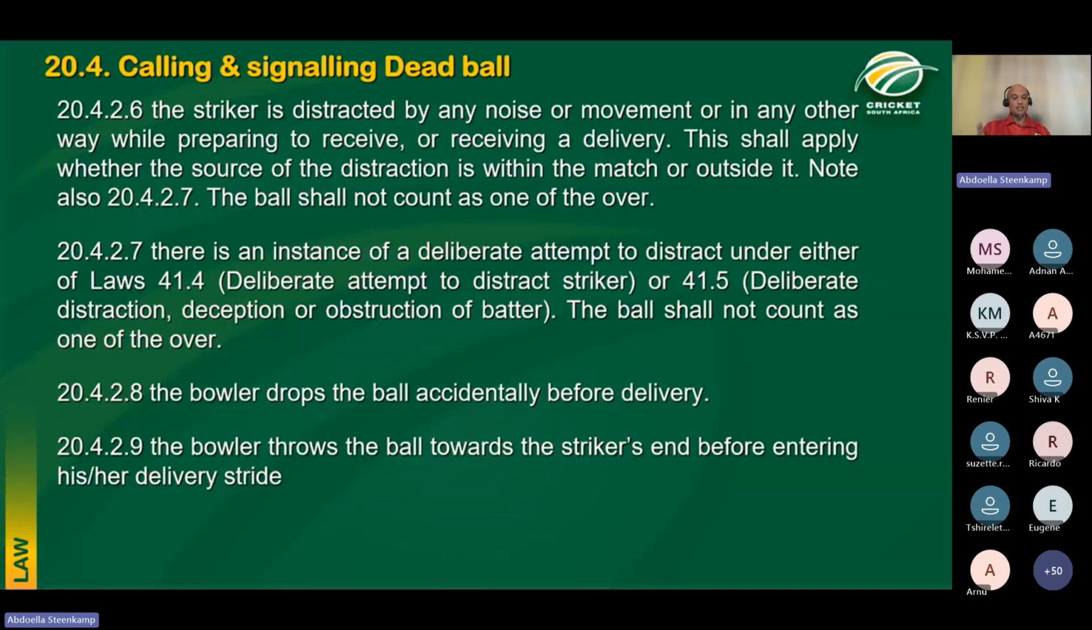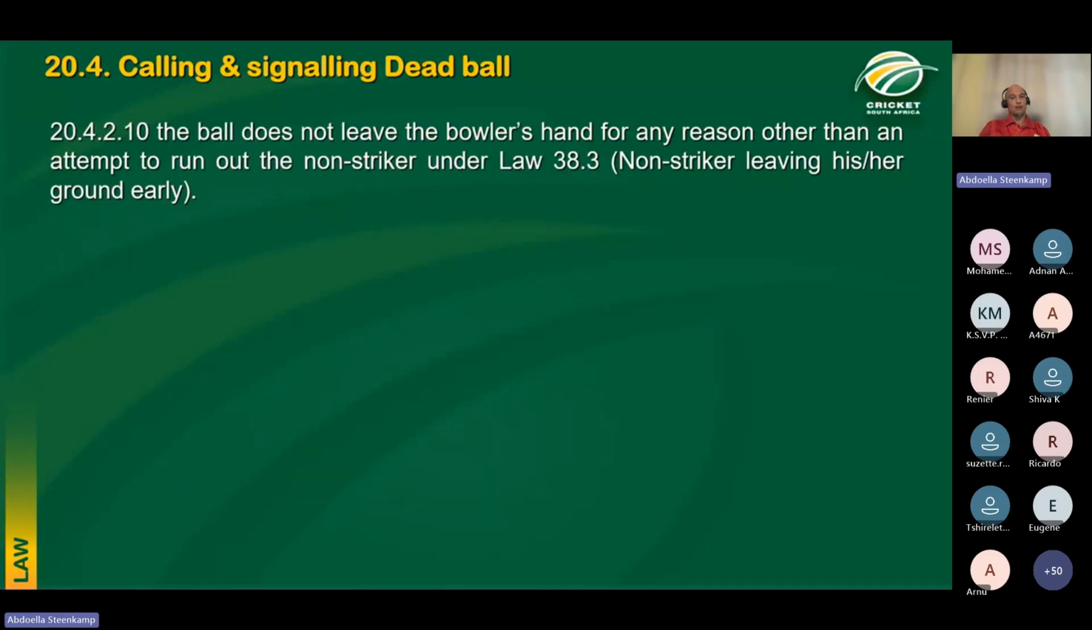Before the bowler enters his or her delivery stride, the bowler decides to throw the ball towards the striker's end, not trying to run out the non-striker. This is now the bowler running in to deliver, throwing the ball towards the striker's end, so you need to call and signal dead ball. The ball does not leave the bowler's hand for any reason other than trying to run out the non-striker.